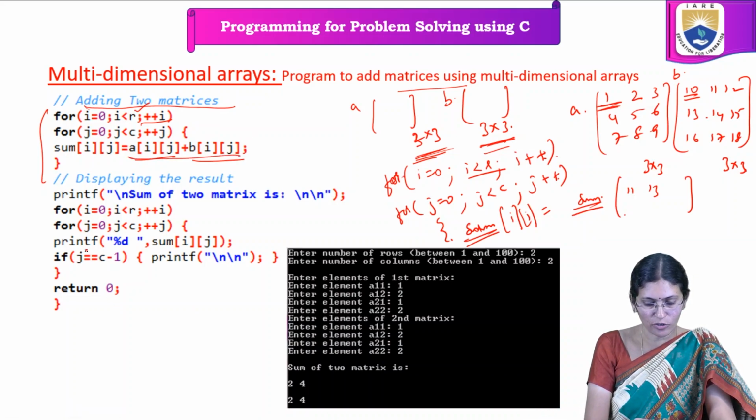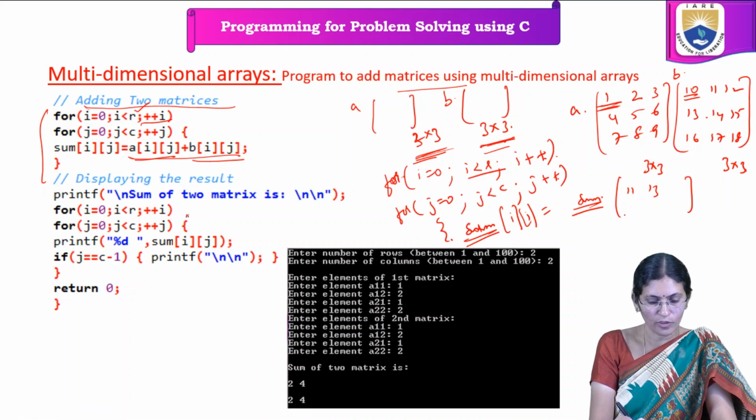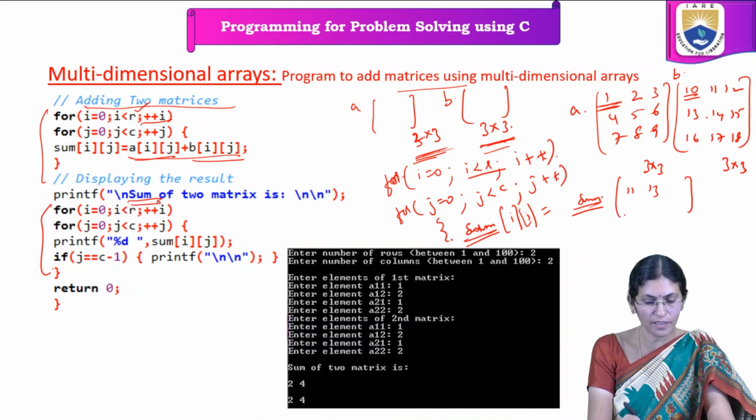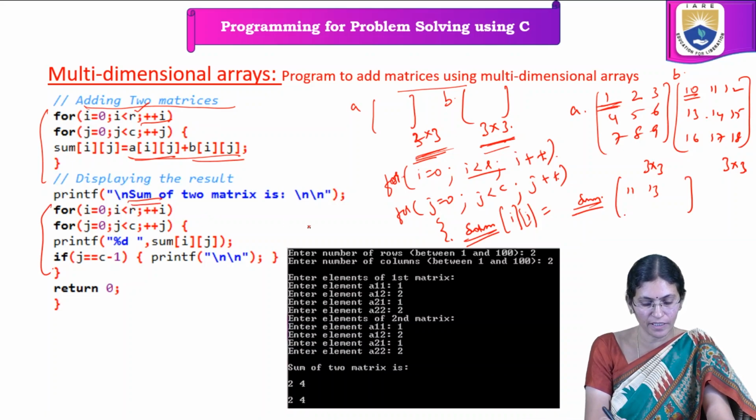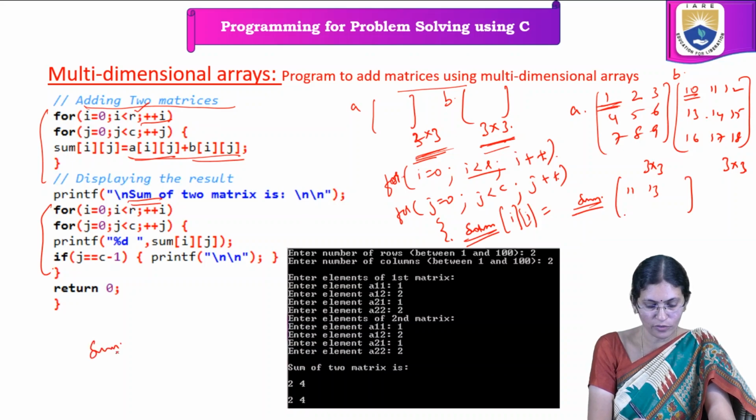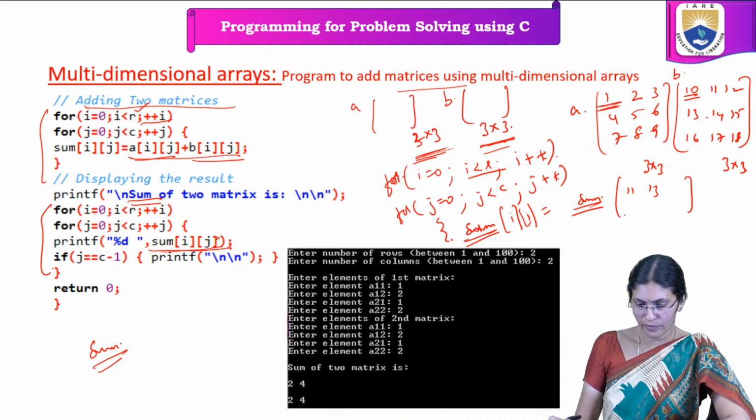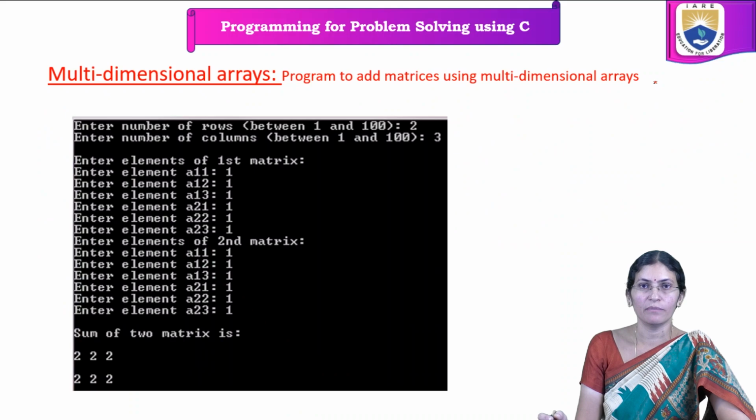Next, after that we are actually printing the matrices. So for i is equal to 0, this is the code to print the array where you have the addition of two matrices. The array name is sum. So therefore sum of i and j. In this way you can add two matrices using multidimensional arrays.